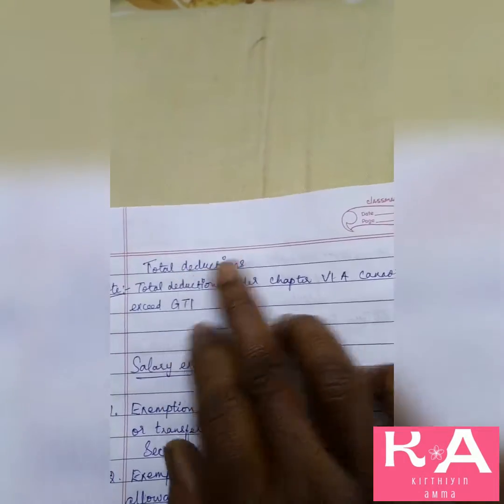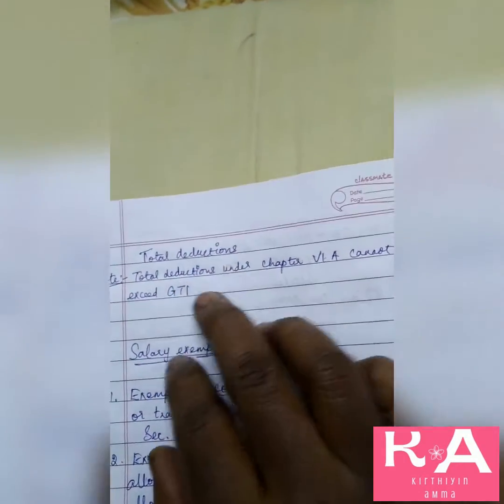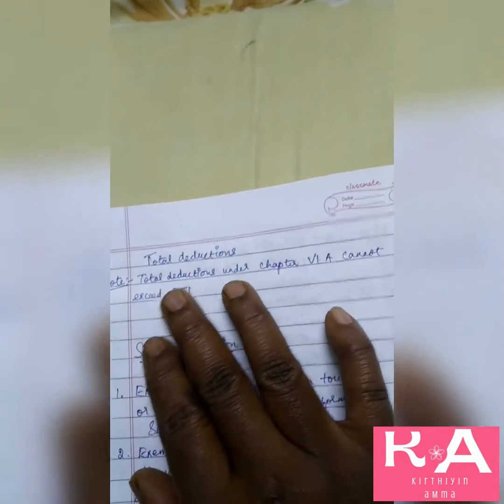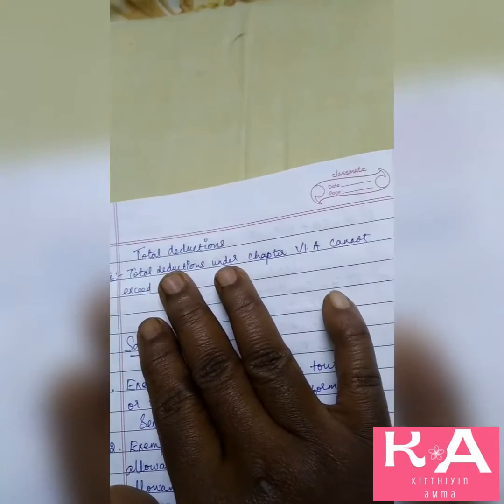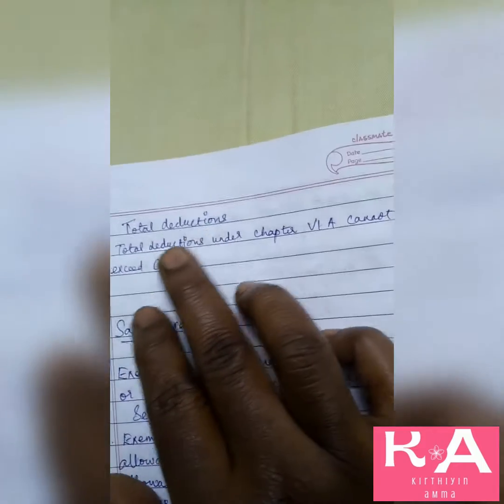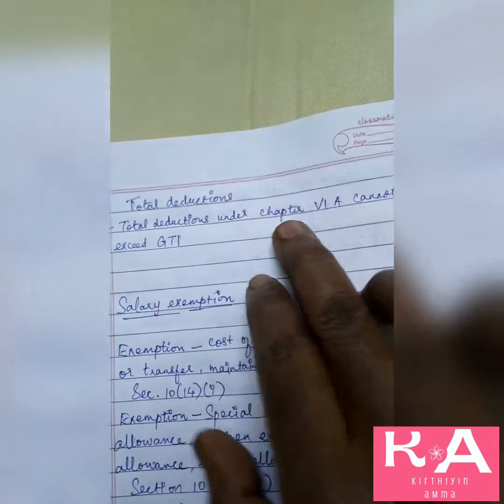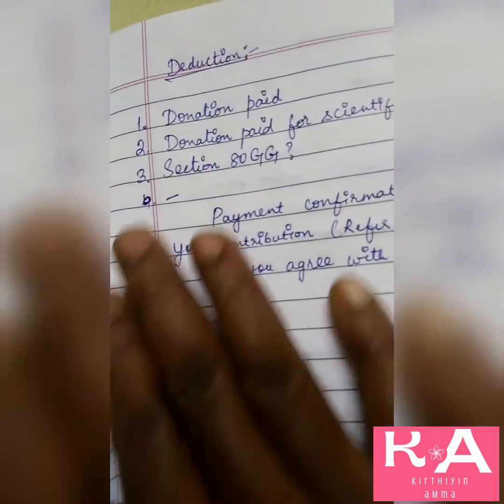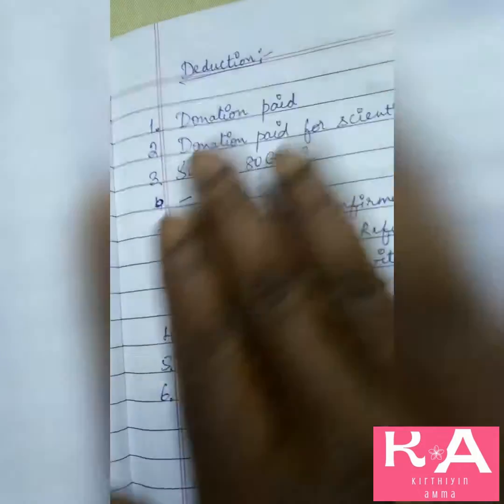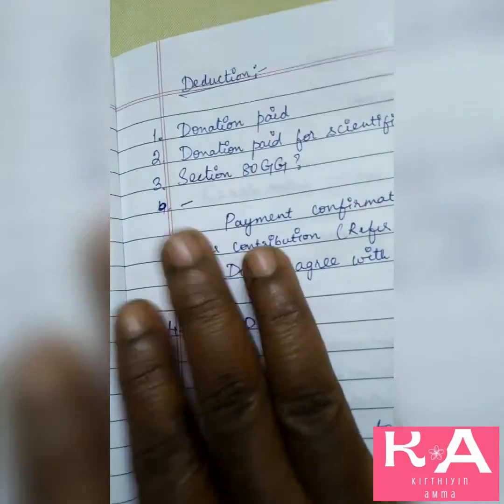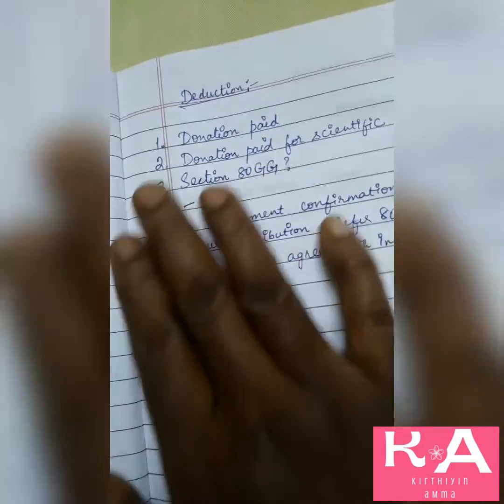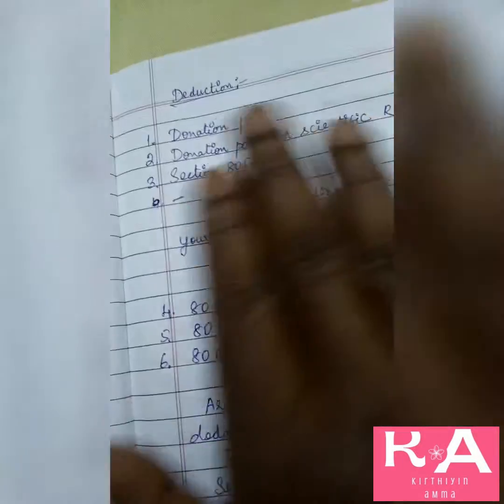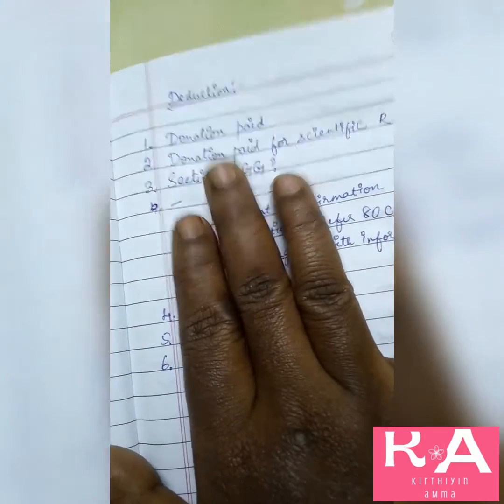So then comes total deductions. You'll have to verify whether all the total deductions are correct or not. Keep in mind that total deductions under Chapter VI-A cannot exceed GTI, which is gross total income. So these are the questions which will be asked under deductions. The same thing which we have discussed, any donations which you have made, you will have to specify here.